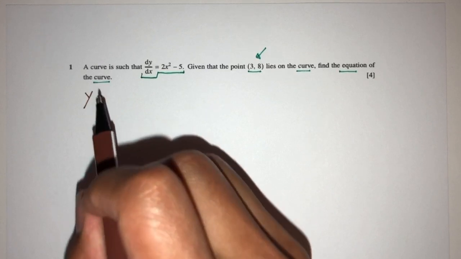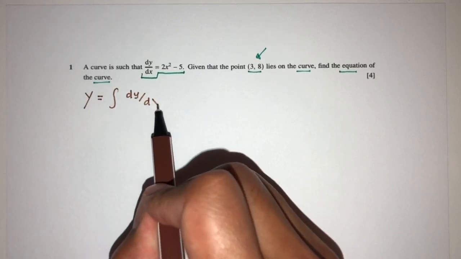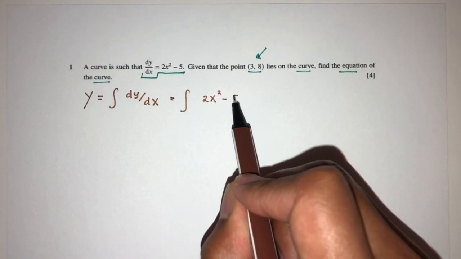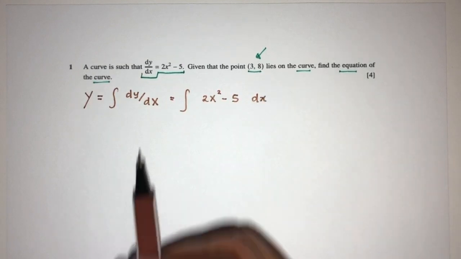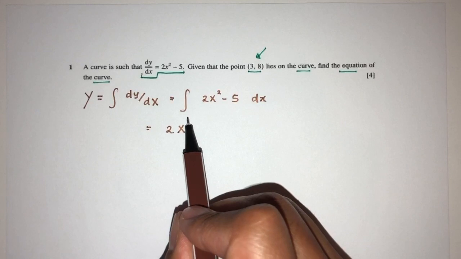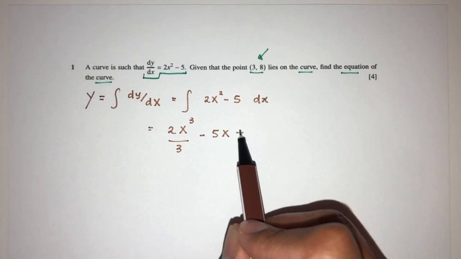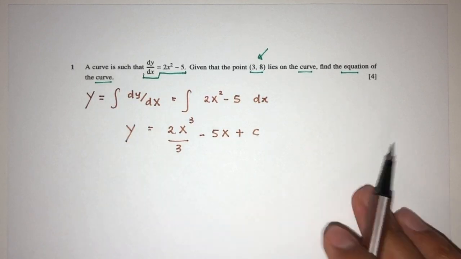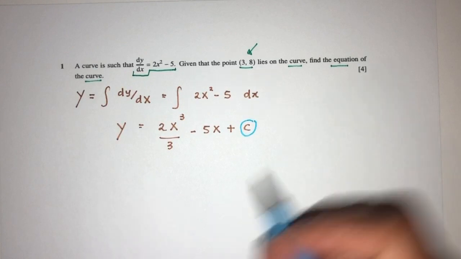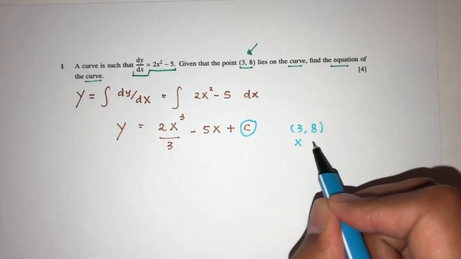And we must know y is equal to integration of dy by dx. So let's find this. That will be the integral of 2x squared minus 5 with respect to x. That will be 2, increase the power by 1 and then divide by the power. Then minus 5x plus c, value is y. Now, we must find the value of c. To find the value of c, we must use the passing point, which is (3, 8). This is the value of x, and this is the value of y.